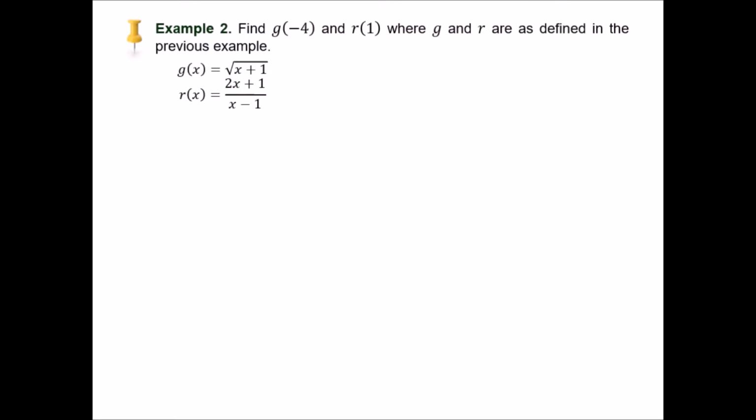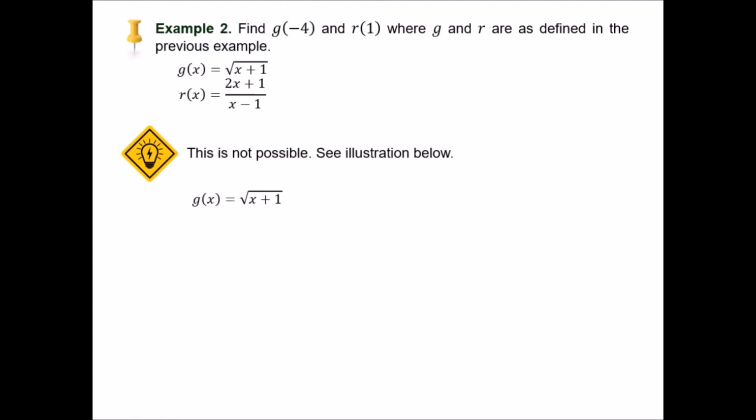Example 2. Find g of negative 4 and r of 1, where g and r are as defined in the previous example. g of x equals square root of x plus 1. r of x equals 2x plus 1 all over x minus 1. For this particular example, there are no possible solutions for evaluating the functions g and r for the given values. Let's try to see why this is.